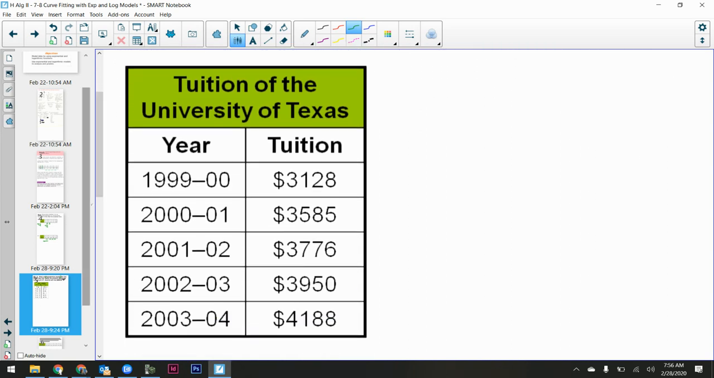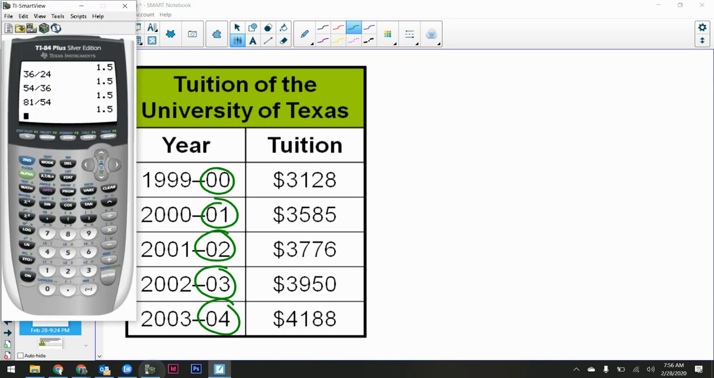Okay, so let's put in our data. Let's make our year number the X value. Okay. I'm going to clear out my lists.